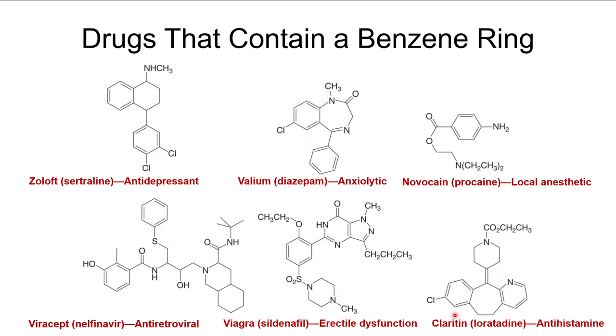And then this one is Claritin, which you may see as loratadine, but Claritin is the brand name. It is an antihistamine. And again, you'll see the aromatic ring in there. There are hundreds, thousands of drugs that have aromatic rings in them. This is just a handful of them. So aromatic chemistry is very important.